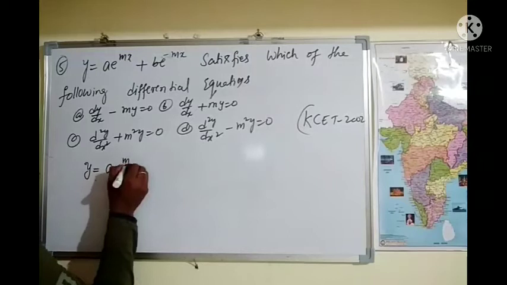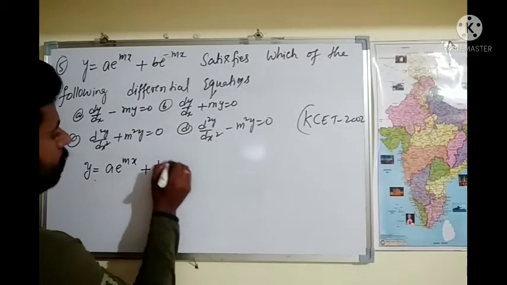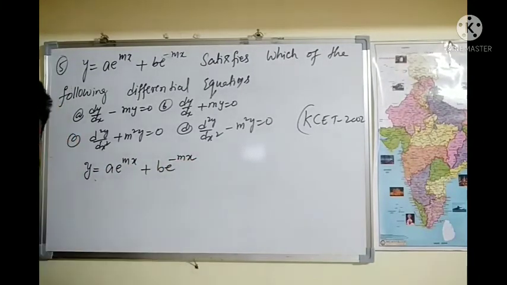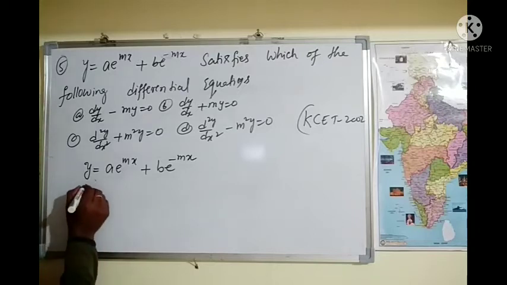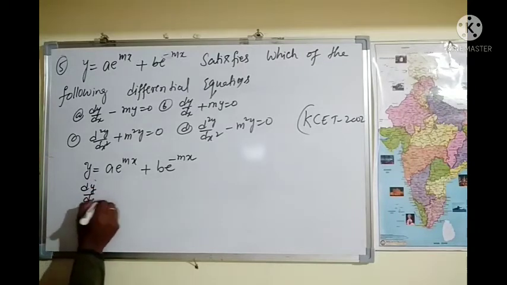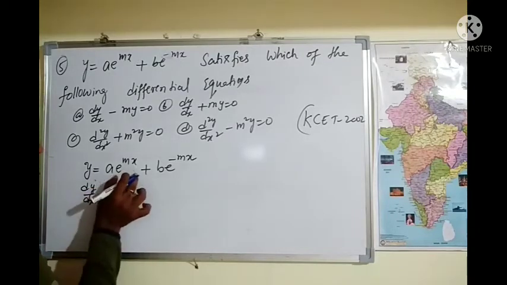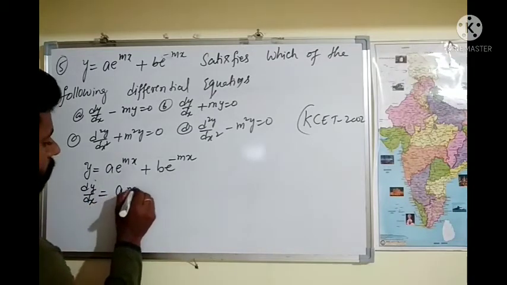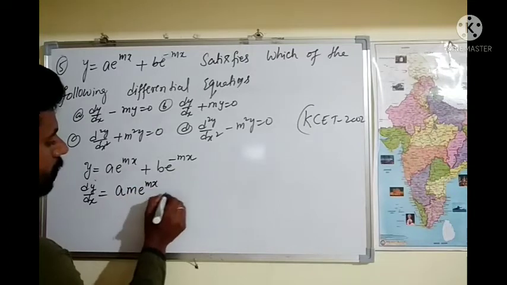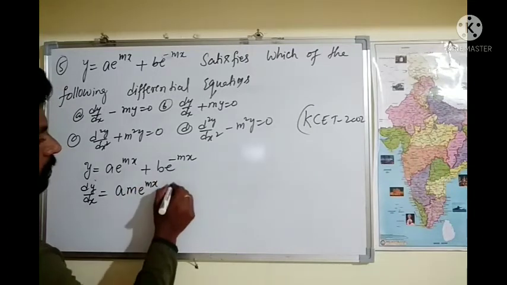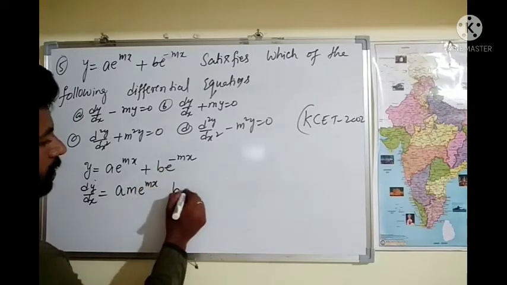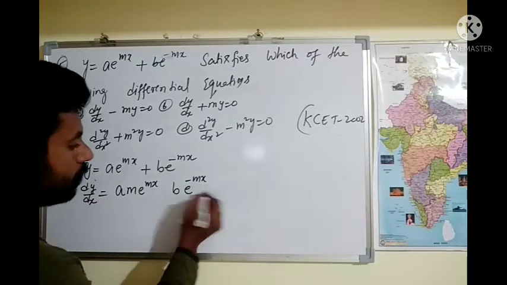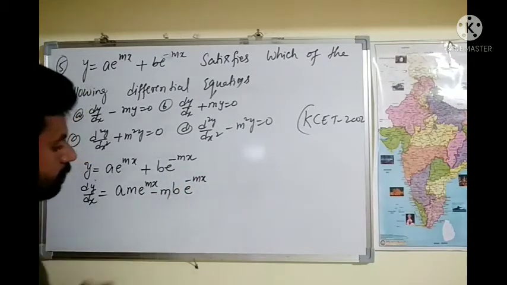So next example, y is equals to a e to the power mx plus b e to the power minus mx. Now differentiate with respect to x on both sides. dy by dx is equals to a, a constant term, and the derivative of e to the power mx is e to the power mx into m, so a m e to the power mx. Here b e to the power minus mx: the derivative is e to the power minus mx into minus m, plus into minus is minus.